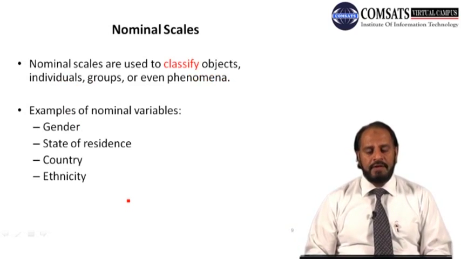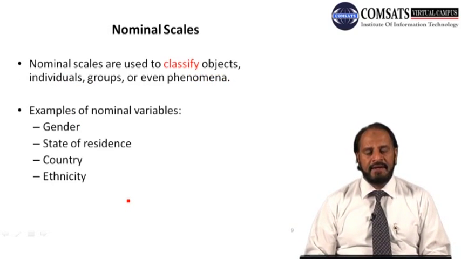Going into detail on the nominal scale, we will look at some examples, and let's look at the definition. What it says is that nominal scales are used to classify objects. So the basic objective of a nominal scale is to group the objects into different categories, and against each category, you're trying to get the count of it.